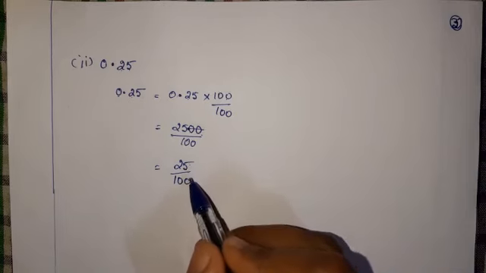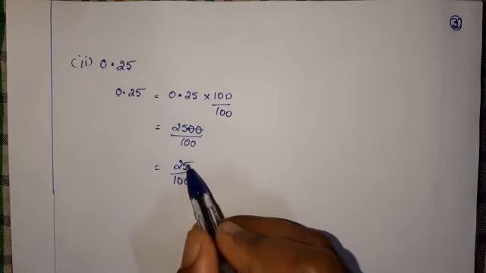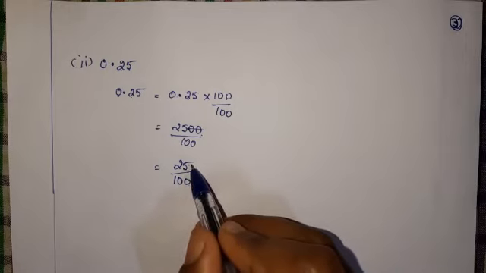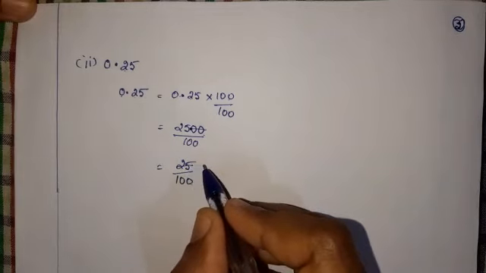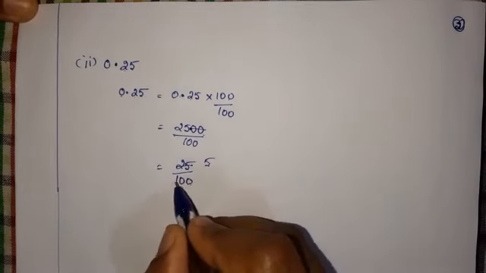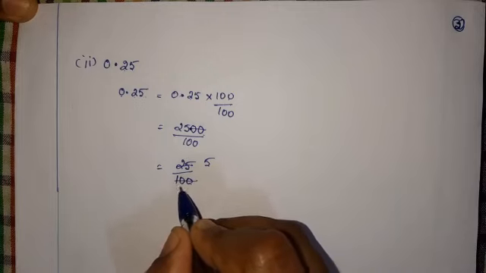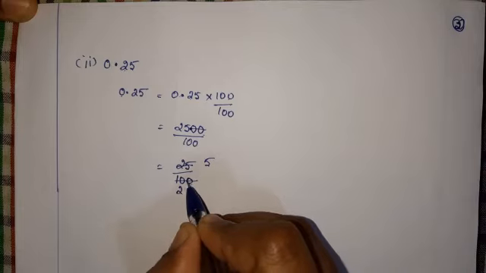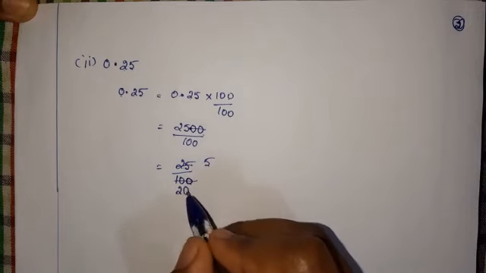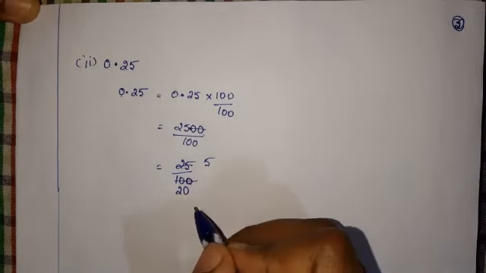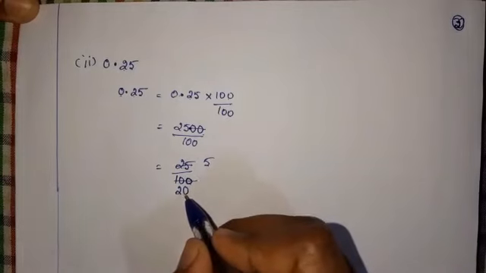Here 25, here 100. Therefore, you can use the fifth table, that is 5 5s are 25. Here, take the first digit 1. You can't divide by 5. Take 10. That is 2 5s are 10. Then here 0. Therefore, you can write immediately, that is 20. 5 5s are 25. 20 into 5, 100.